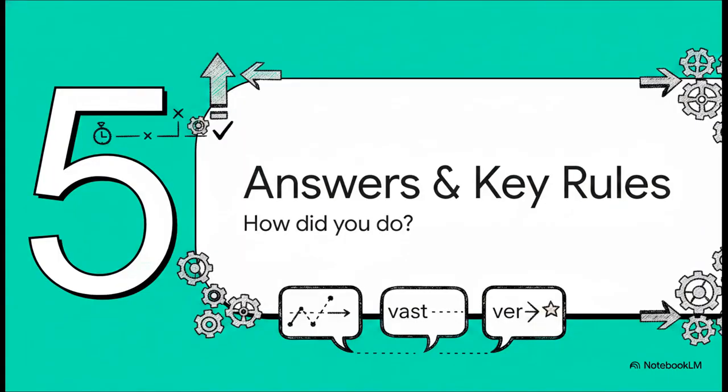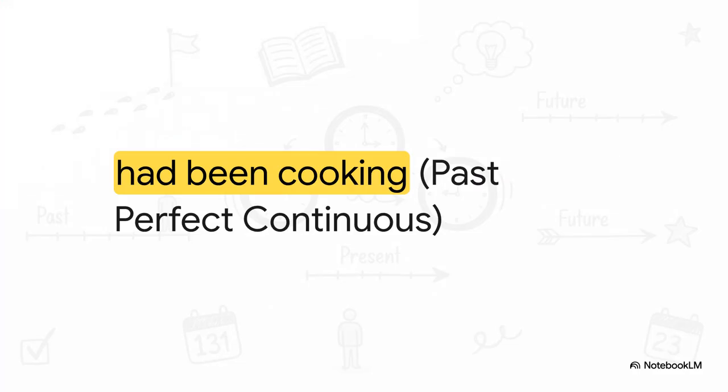All right, pencils down, let's see how you did. It's time for the big reveal. And then we'll recap the most important rules to take away from all this. And the correct answer for number 1 is had been cooking. Why? Because we're emphasizing the duration of the cooking for 3 hours. That was happening before the guests showed up. That's a perfect job for the past perfect continuous.